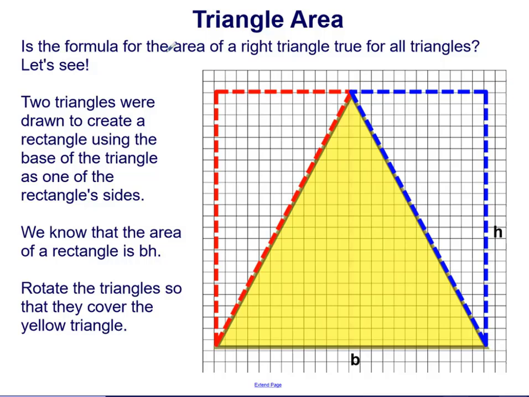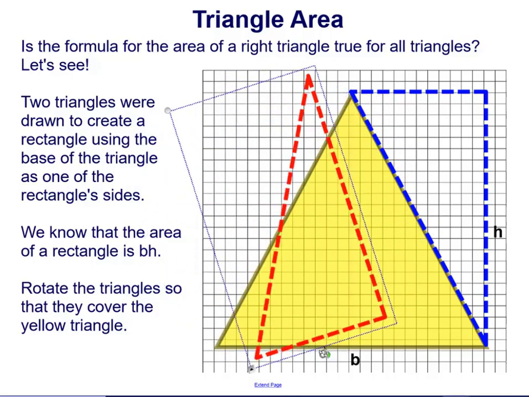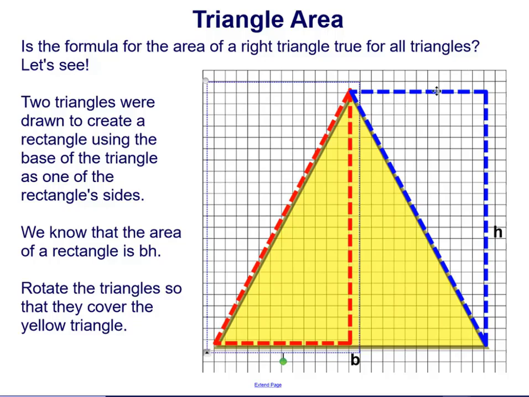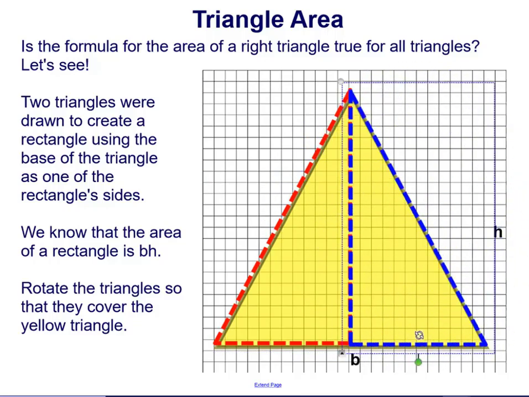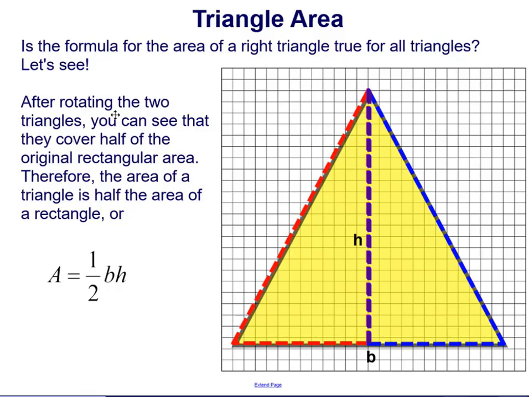We know that the area of a rectangle is base times height. Rotate the triangles so that they cover the yellow triangle. So when I rotate this red triangle, and I rotate the blue, I am really covering the triangle that is there. After rotating the two triangles, I see that they cover half of the original rectangular area. Therefore, the area of a triangle is half the area of the rectangle, or our formula, area equals 1/2 base times height.